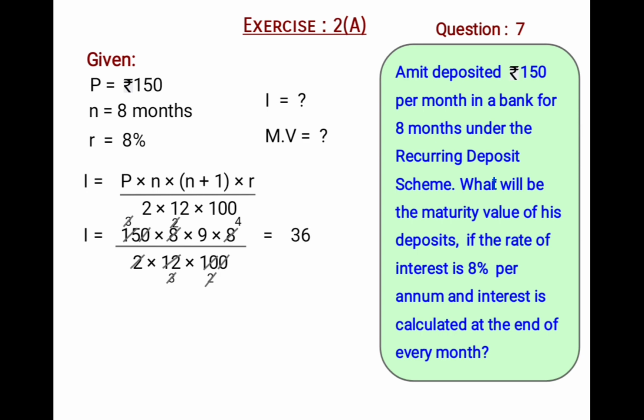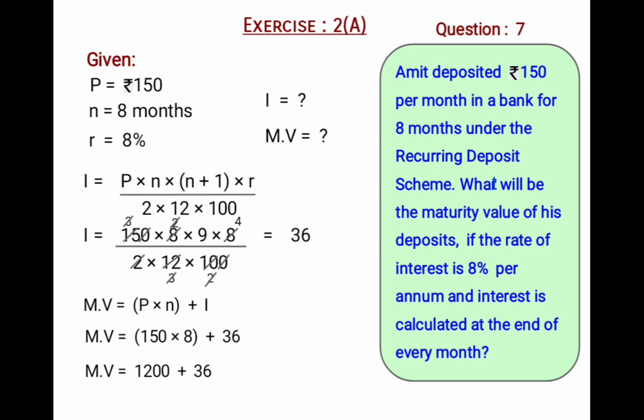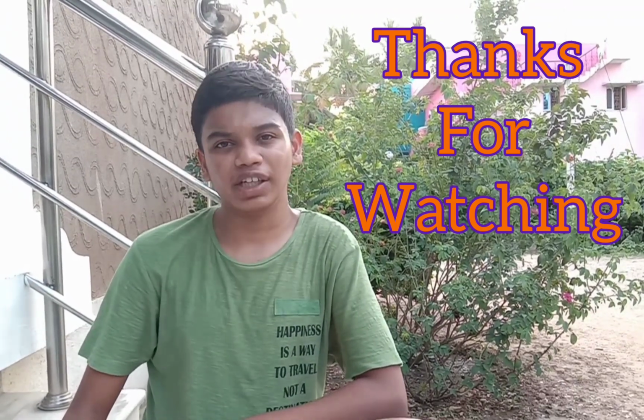Now we are going to find MV, that is the maturity value. Maturity value is equal to P into N plus interest, that is I. Now we are going to substitute the values. MV is equal to 150 into 8 plus 36. Now 150 into 8 is 1200, plus 36. Now our final answer, that is MV is equal to rupees 1236.